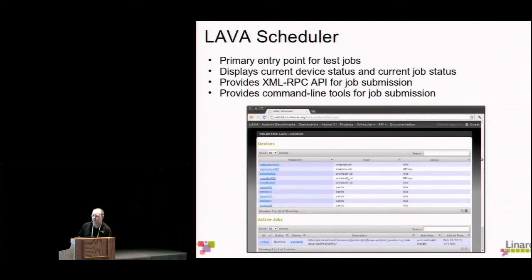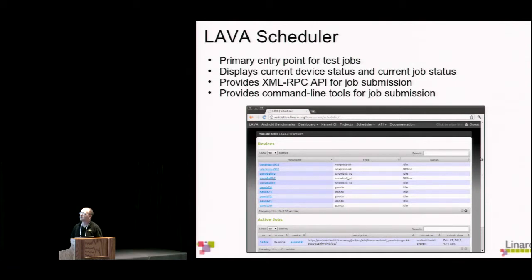So let's start with the scheduler. Why start with the scheduler? Well, the reason I decided to start with this is because it's the primary entry point for your test jobs. If you're running the full stack and you say, okay, I want to get this test job running in Lava, this is what you submit it to. There's a command line for doing that, and there's an XML RPC API that you can submit to directly from a program.